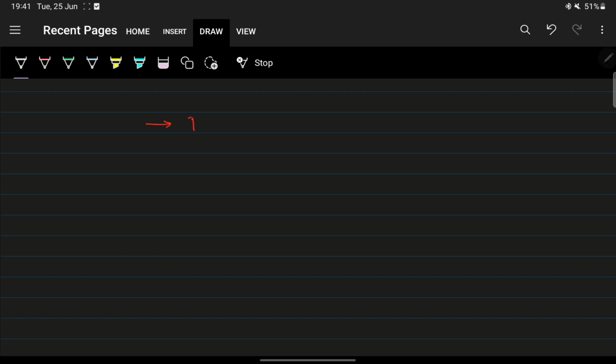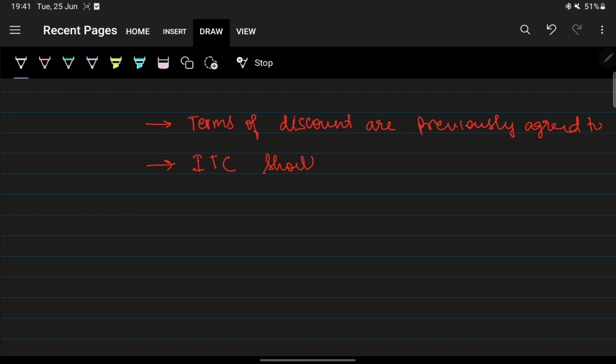First thing is that the terms of discount are previously agreed to. Okay, next, what is that? Next, it was that the ITC should have been reversed, right? ITC should have been reversed.